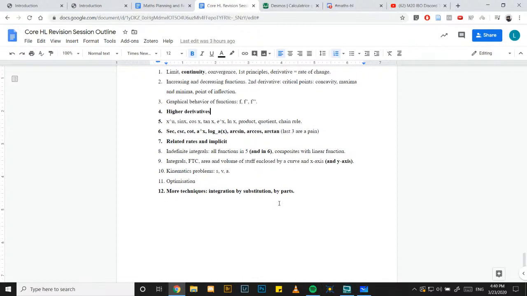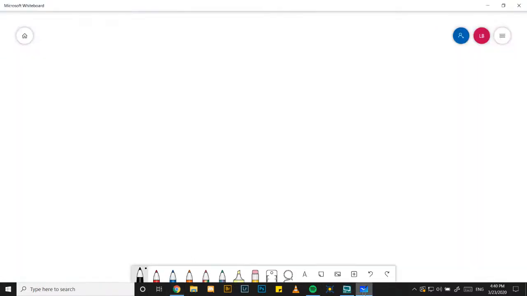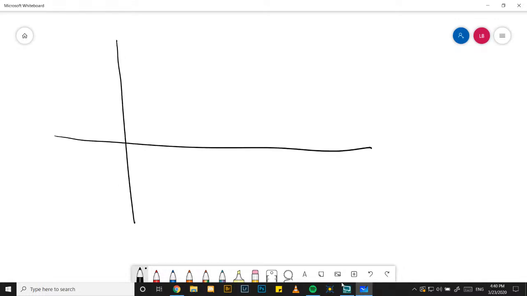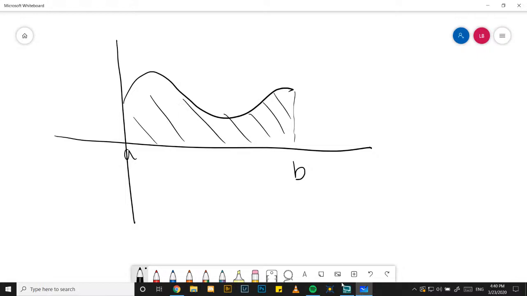There is trying to find the area underneath an integral. So for SL, all you need to know is that if you want to find the area of an integral, so any curve from some value a to some value b, and you want to find the area between the x-axis and that curve, all you need to do is integrate that function.